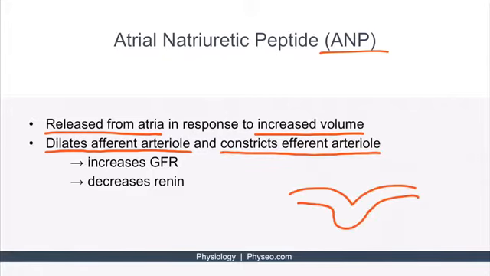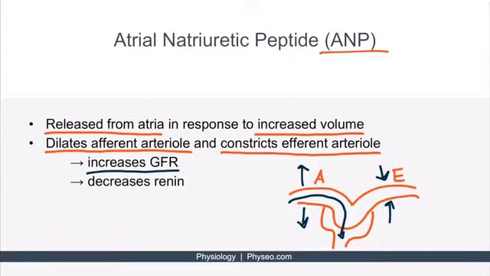So let's draw a glomerulus. Got the Bowman space, which leads to the rest of the nephron. We'll draw an A for afferent here, an E for efferent here. So if ANP is dilating the afferent arteriole but constricting the efferent arteriole, more blood will be filtered from the glomerulus into the urine. So GFR will increase, as written here in your text. This increased fluid flow will act to decrease renin release.